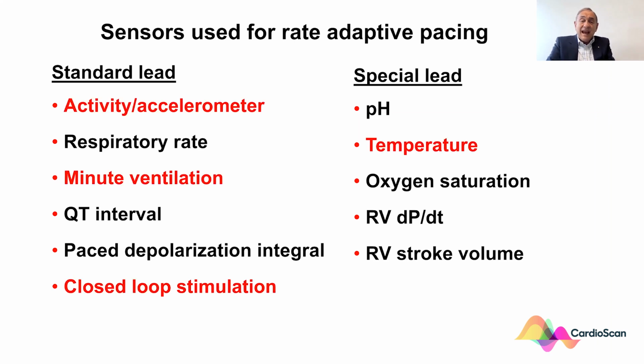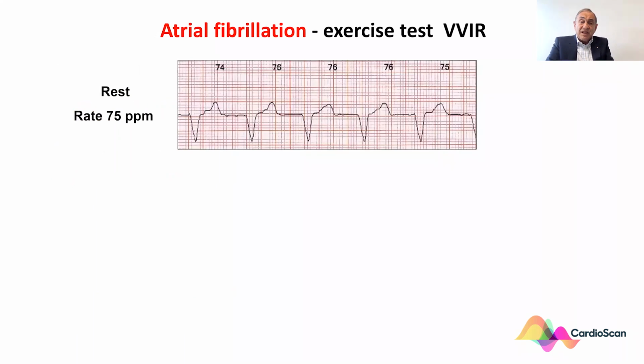So today we have activity, or the accelerometer, being by far the most common. We also have minute ventilation and closed loop stimulation. And as of the special leads, very recently, temperature has been incorporated, but not into the lead, but rather into a pulse generator, which is a leadless pulse generator implanted in the right ventricle. Some of these rate adaptive pacing sensors have characteristics on the leads which we will see. But let's have a look at an exercise test.